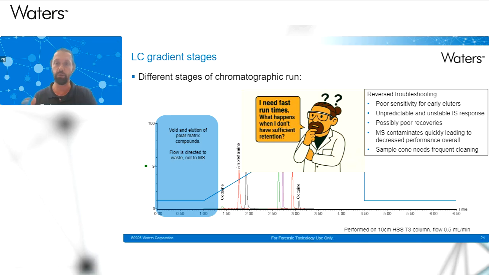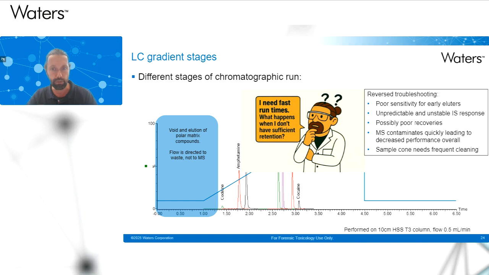On top of that, when we are not able to correctly set the divert valve to let all the polar matrix be sent to the waste, we will get a contaminated MS a lot quicker, leading to an overall decreased performance for all our assays. On top of that, we would need to clean our sample cone a lot more often. So you can tell from this that this stage of the method is extremely important.